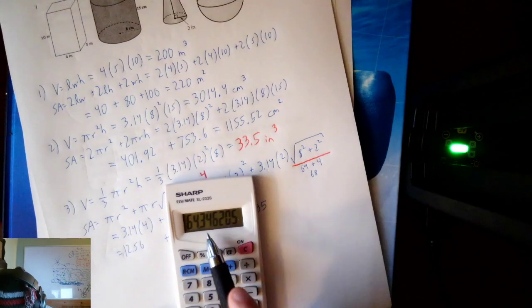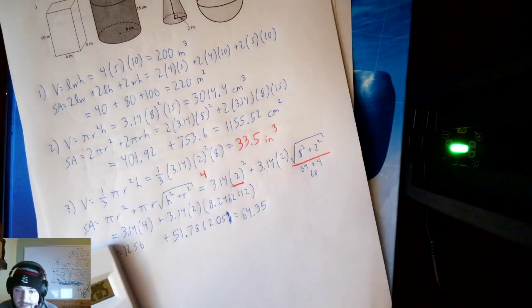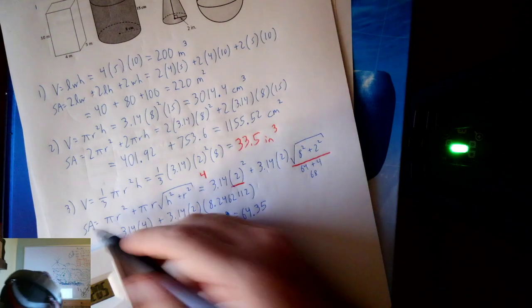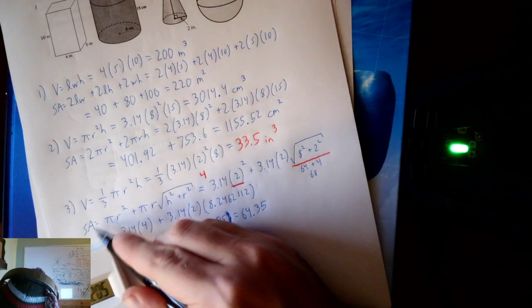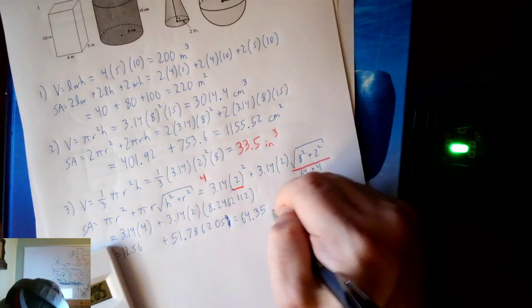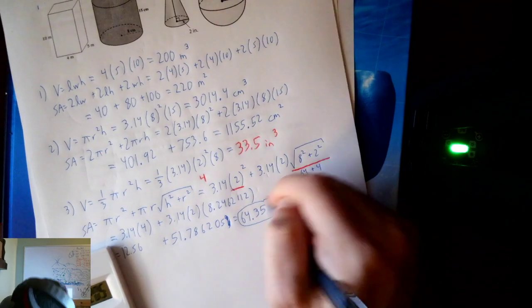I'm going to round 64.35 to 2 decimal places. Obviously, if the question said you needed more or less, you would round appropriately, right? And this is surface area. Surface area, right? That's what we were calculating. It's been a bit since we started, but it'll be inches squared for the units. So that's the surface area.